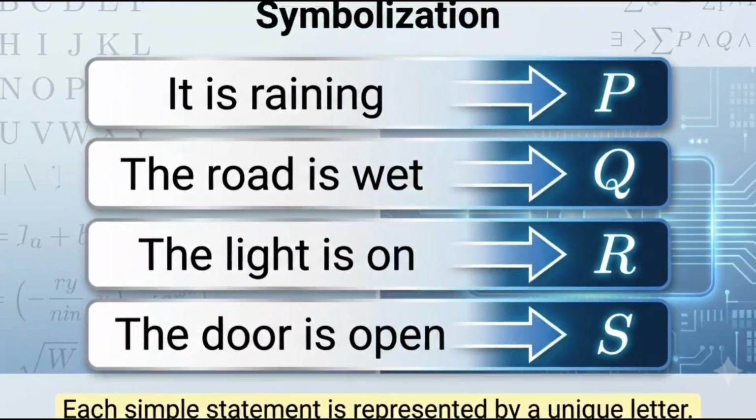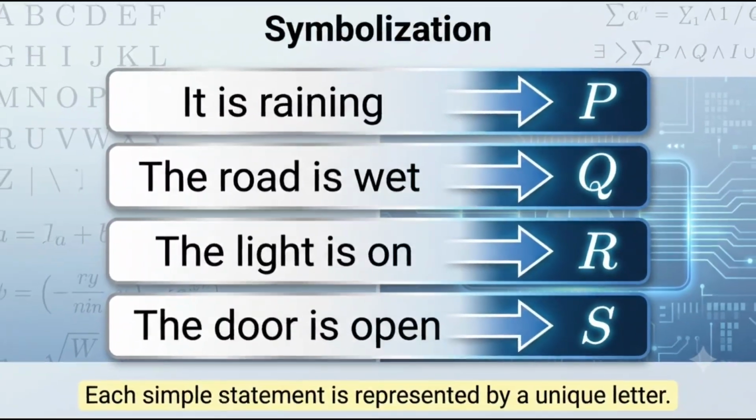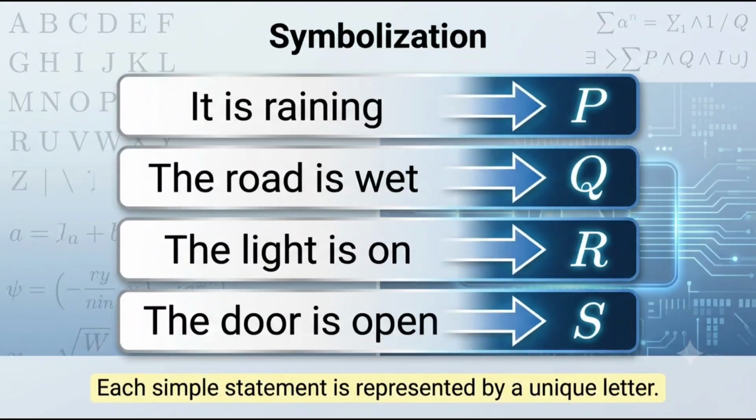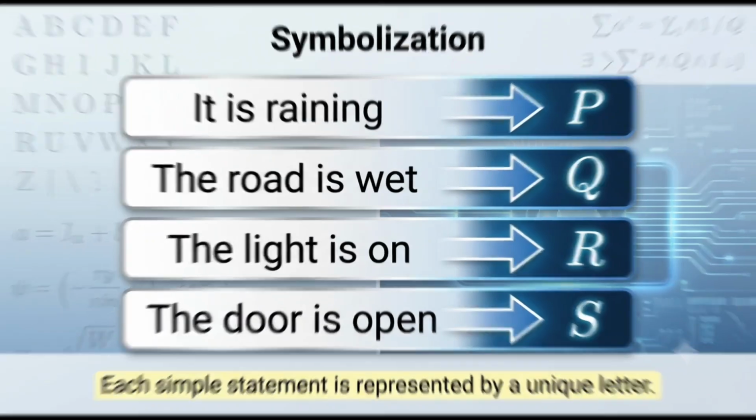In symbolic logic, each simple statement is represented by a letter such as P, Q, R, S. For example, P: it is raining. Q: the road is wet. Instead of writing the full sentence repeatedly, we can simply use these symbols to represent them.